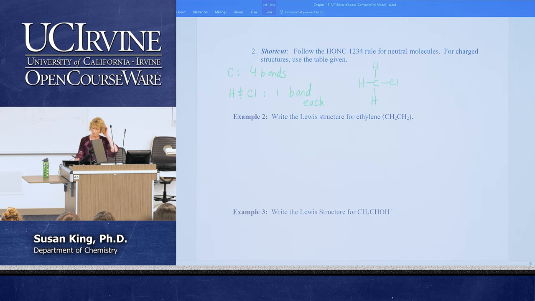All right, let's do the structure for ethylene. So when we get into 51B, you'll be able to draw ethylene just by being given the name. Right now, you're not going to be able to do that. So let's go ahead and add up electrons for ethylene. We have 2 carbons, so 2 times 4 equals 8 electrons. We have 4 hydrogens, 4 times 1 equals 4 electrons. We have 12 altogether.